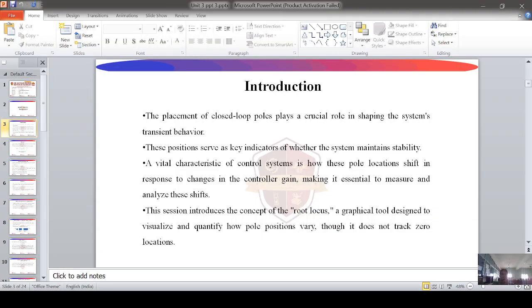Introduction. The placement of closed loop poles plays a crucial role in shaping the system's transient behavior. The key characteristic of control systems is how these pole locations shift in response to changes in the controller gain, making it essential to measure and analyze these shifts. So this session introduces the concept of the root locus.